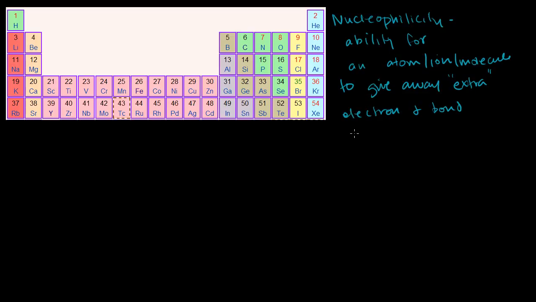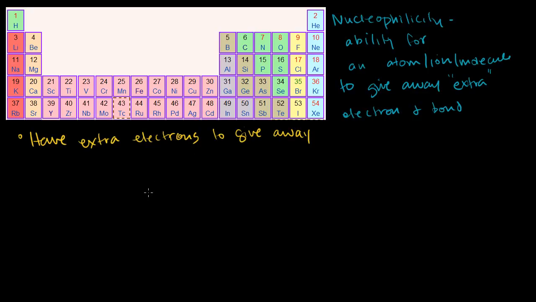Now, as a first cut, if you want to identify a good nucleophile, it should have extra electrons to give away. And the best things that have extra electrons to give away are negative ions, or anions.